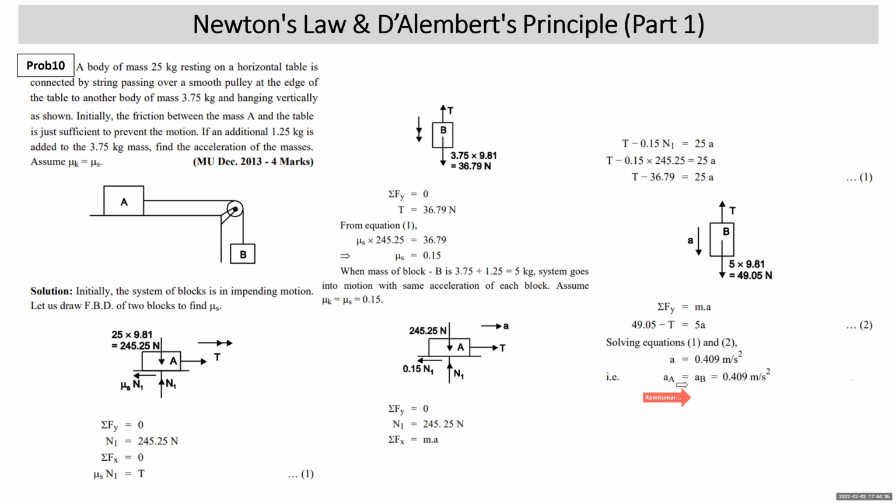Once you get A, that is the same A for A and B: 0.409 meter per second square. For block A, it is to the right. For block B, it is vertically down. If you want to find tension, you can find it from equation number 1 or from equation number 2.